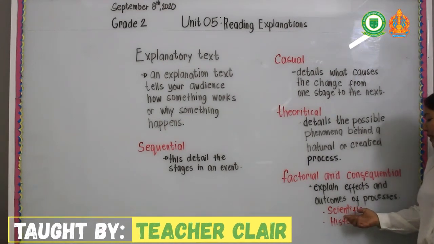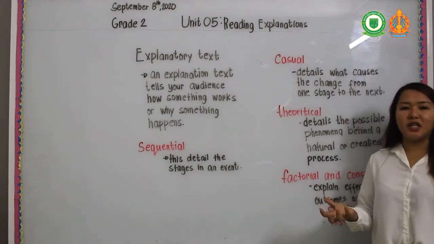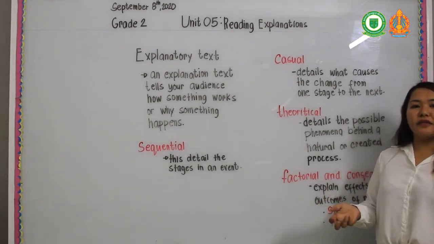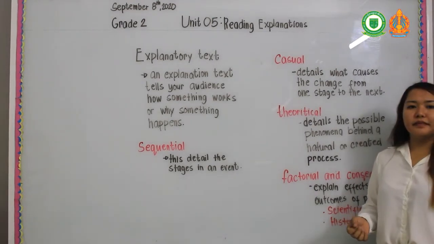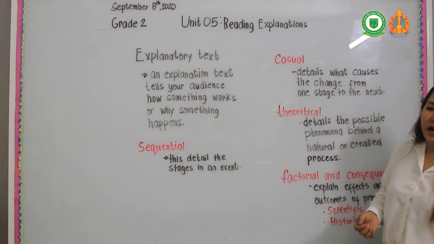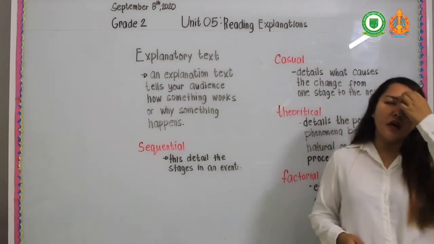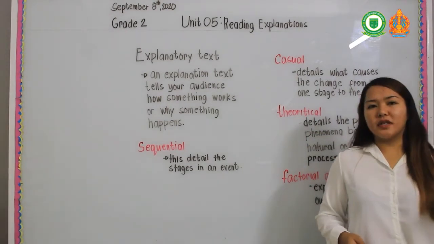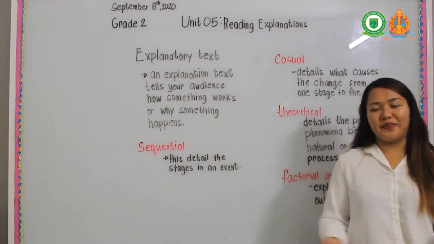Everyone, we have your scientific and we have your historical. So scientific can be for climate change. What happens? What are the effects of climate change? Historical. It's about history. What are the effects of inventions before, and these things that we are using now.